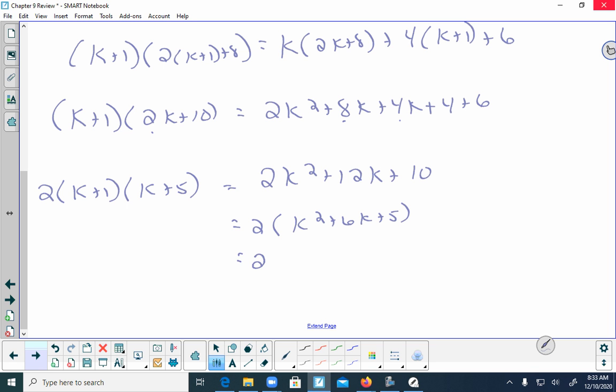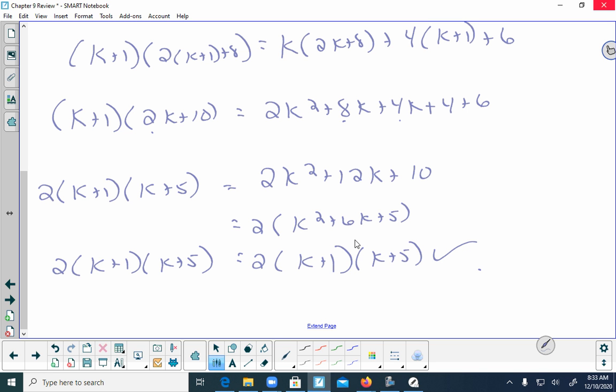That makes it easier for me to factor as k plus, oh, I should probably do it in the same order that I have it on the other side. K plus 1 times k plus 5. And that's equal to this, 2 times k plus 1, k plus 5. And so it is true. You've shown that the left side equals the right side.